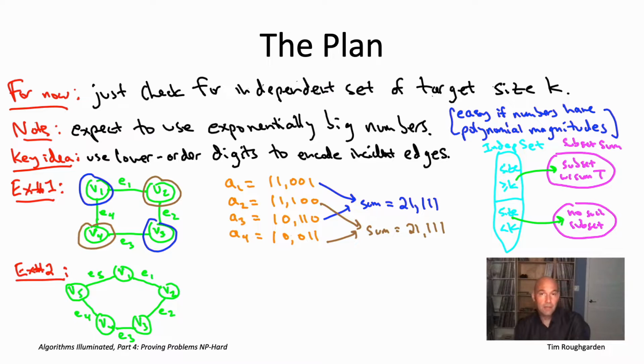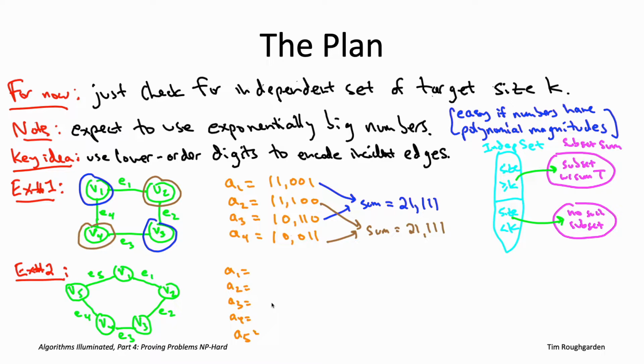So we can use exactly the same idea, right? Now we have 5 vertices, so we're going to have 5 numbers. And each of those numbers is again going to have a leading digit of 1, and then it's going to have 5 trailing digits, 1 digit for each of the 5 edges in the graph. And again, that digit will be 0 or 1, according to whether the edge is not incident or incident to that vertex. So for example, the first vertex will be mapped to a number A1, 110,001, reflecting the fact that the first vertex is incident to the first and fifth edges, but is not incident to the second, third, and fourth edges. Similarly for the other 4 numbers.